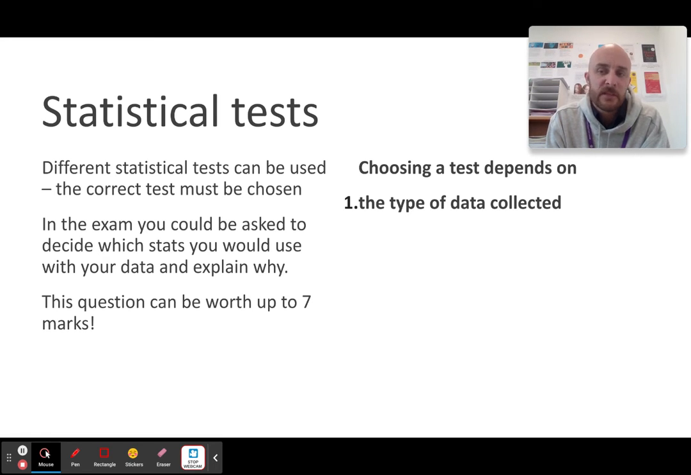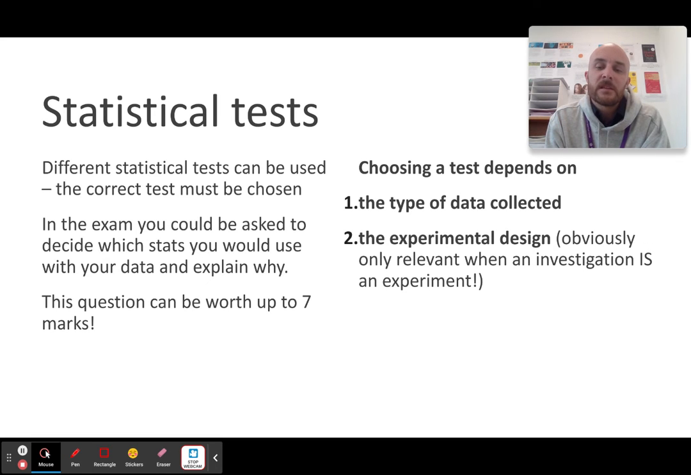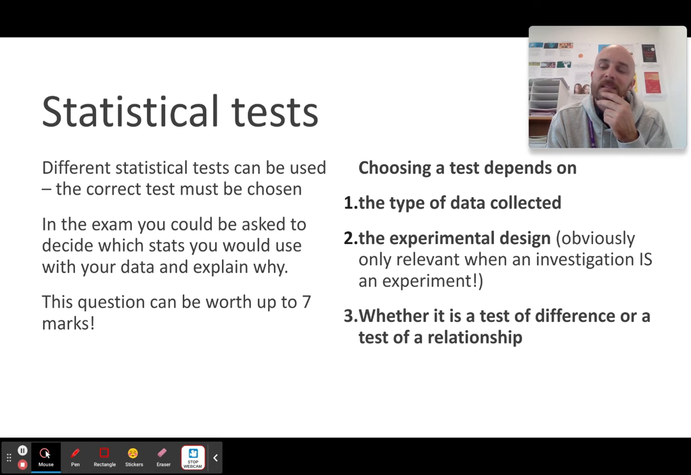So you need to know what the level of measurement is. You need to know what the experimental design is, or the correlational design is. So you need to know whether it's matched pairs or independent measures or repeated measures. Maybe you need to know whether it's a correlation. And the last thing you need to know is whether the test is a test of difference or a test of a relationship. It's a test of difference if it's an experiment, because the whole point about an experiment is you're testing for a difference between the DVs. It's a test of a relationship if it's a correlation.